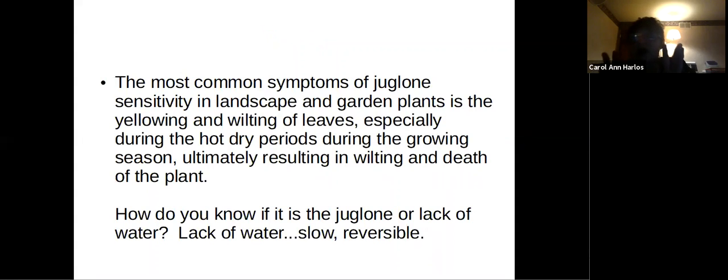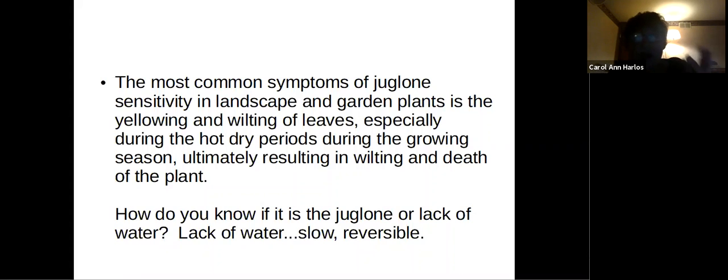A lot of times, plants that are placed or start to grow underneath black walnut trees will start to yellow and start to wilt, especially in the summertime when juglone is given off at its highest levels. And people not knowing better think, oh, well, they need water. So they water these plants and nothing happens. They die anyway.